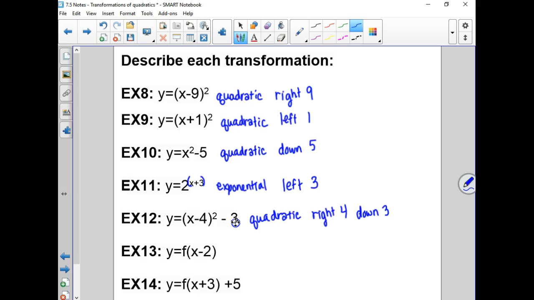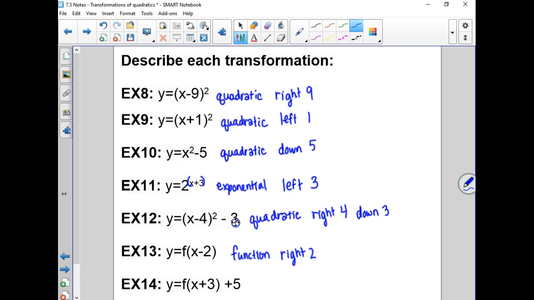Example 13 is another problem where we just have function notation. We don't have the actual equation of the graph, so this would be just a function. And this minus 2 is on the inside of the parentheses, so it's a function that's been moved to the right 2.